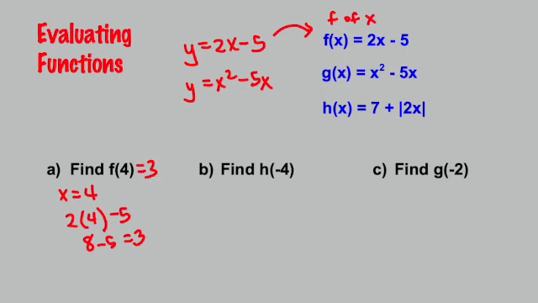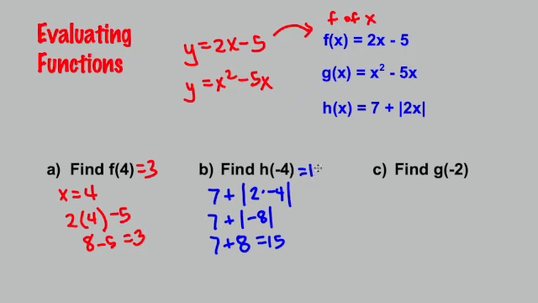Likewise on this one over here, h of negative 4. Well, you find the h equation, which is right here, and wherever you see an x, you're going to plug in a negative 4. So I would do this: 7 plus absolute value of 2 times negative 4. Well, 2 times negative 4 is negative 8, so I'm going to say 7 plus the absolute value of negative 8. And we know the absolute value of a negative number is positive, so this becomes 7 plus 8, and that becomes 15. So h of negative 4 is 15.